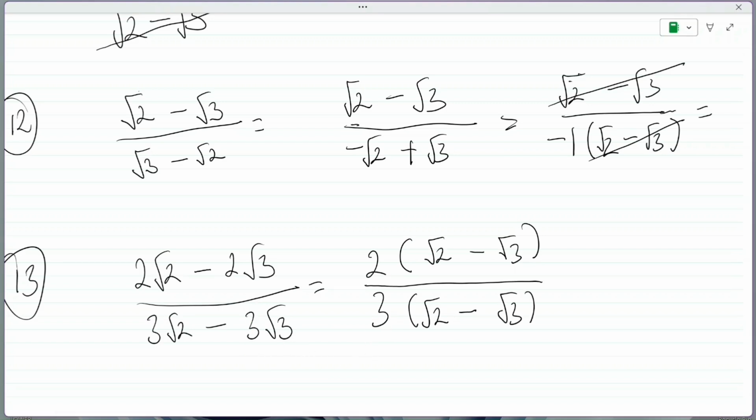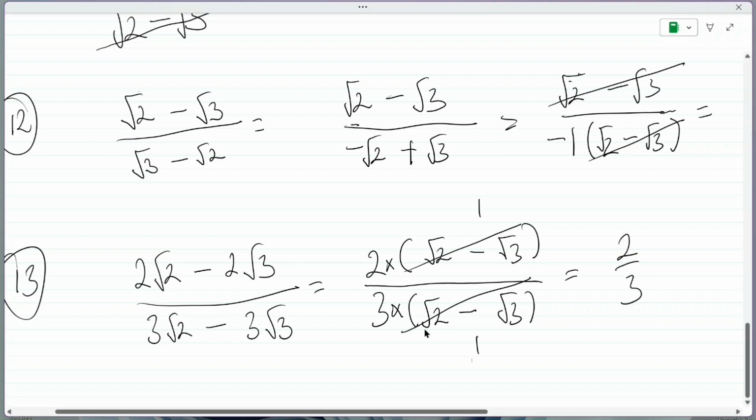You close your bracket. At this point, we see that the surds in brackets are the same at the numerator and at the denominator. You have root 2 minus root 3, root 2 minus root 3 in brackets. At the numerator it is linked to this 2 by times, at the denominator it is linked to this 3 by times. Provided they are linked by multiplication, you can cancel out. This cancels this. You will now be left with 2 over 3, because this is 1 and this is 1. 2 times 1 is 2, 3 times 1 is 3. So you have your answer as 2 over 3.